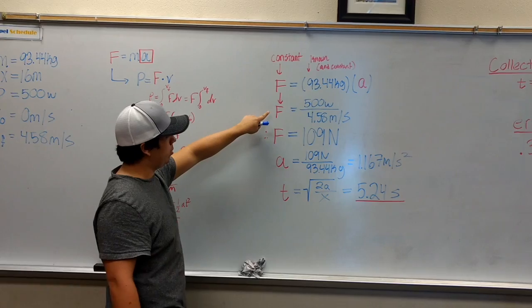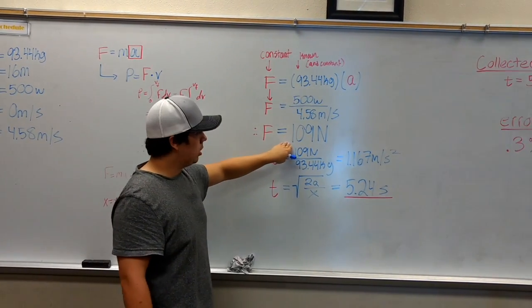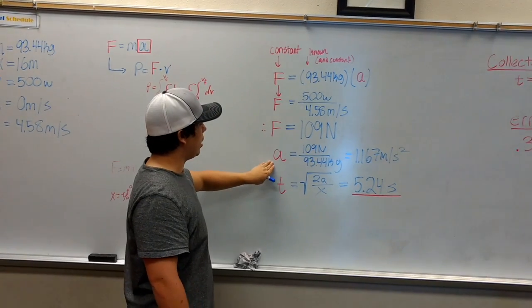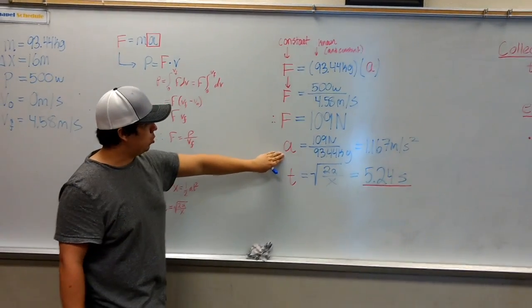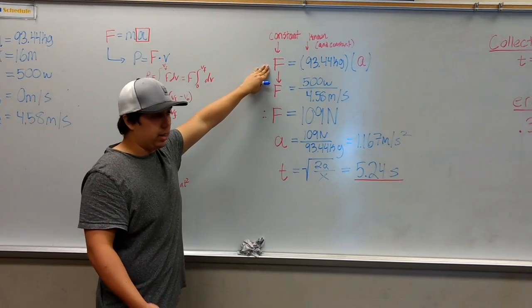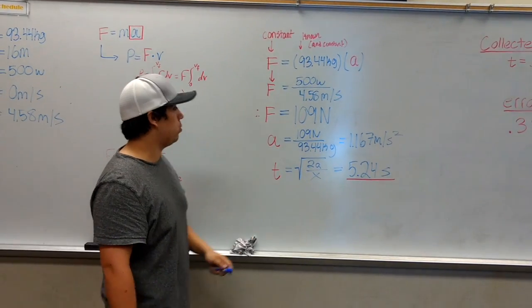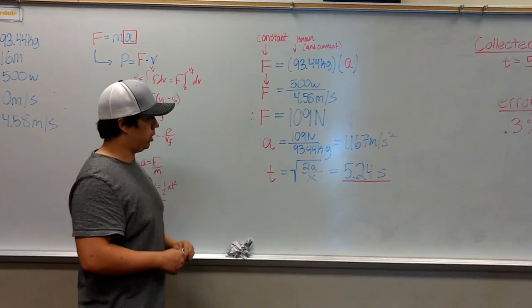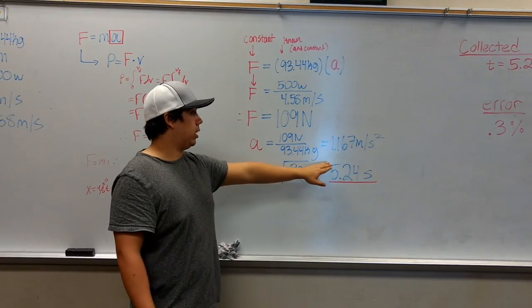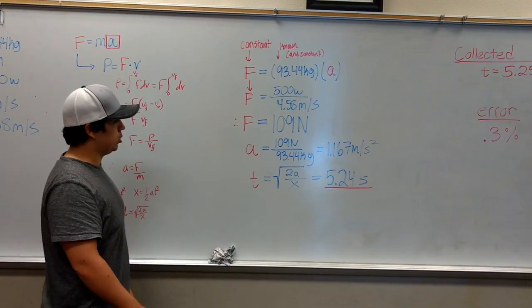Now that we have force known and have calculated it to be 109 newtons, we can plug that force back into this equation. This is the same equation that was here. All we did was set a by itself and divide 109 newtons by 93.44 kilograms, and ultimately that gave us 1.167 meters per second squared.